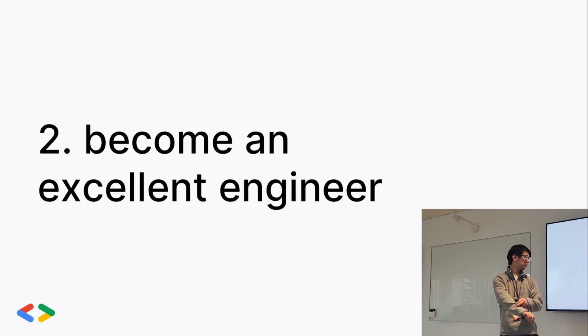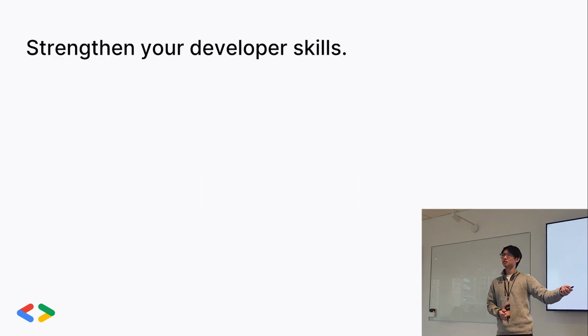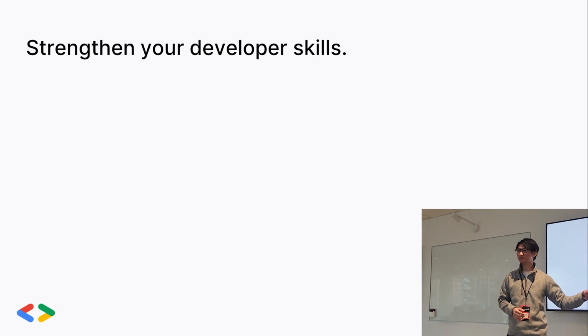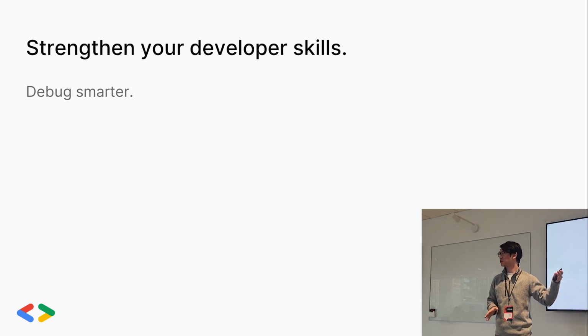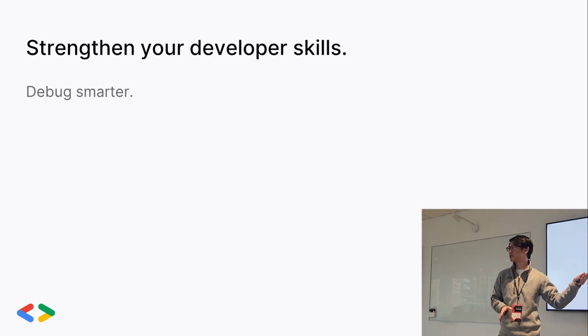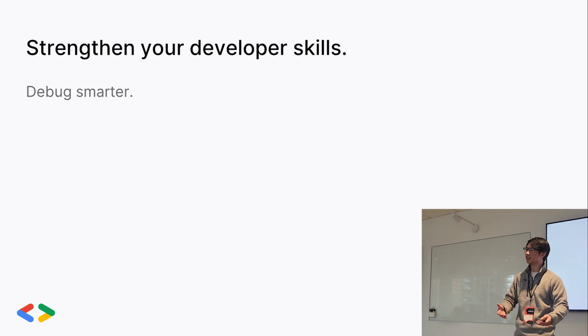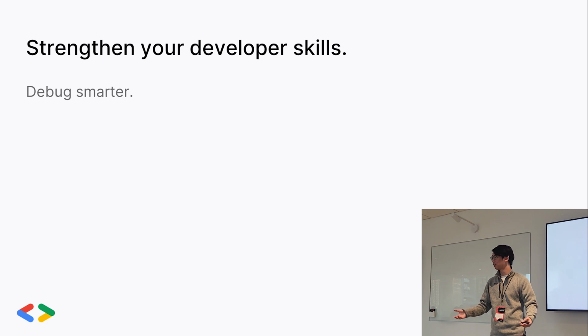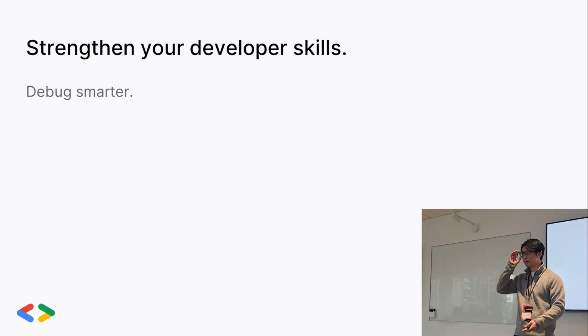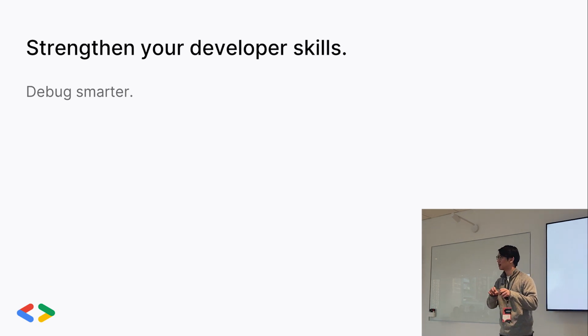Next is how to become an excellent engineer. So what you want to think about is to strengthen your developer skills, and this takes time, right? But you can optimize this a little bit. Some of the things that you can do are debug smarter. Use a debug console when possible, right? Use the tools, use the debug symbols, figure out how to get enough log lines in, make sure you're using log trace instead of log info at the right times, making sure that you're getting as much information as possible so you can find the information and the bug, right?